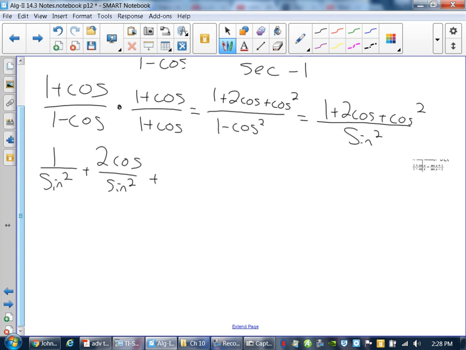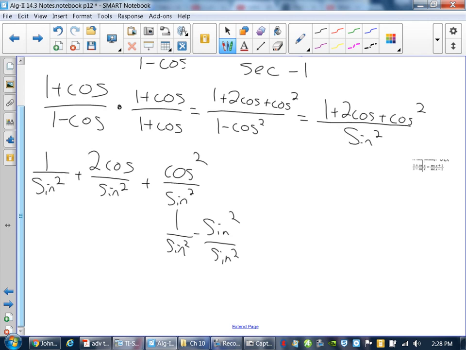And Hoppenworth just said this, isn't cosine squared the same as 1 minus sine squared? Yes. So can I just say that this is 1 over sine squared minus cosine squared minus a sine squared over sine squared? What I'm doing is I'm taking that Pythagorean identity of 1 minus sine squared and turning it into 2 more fractions.